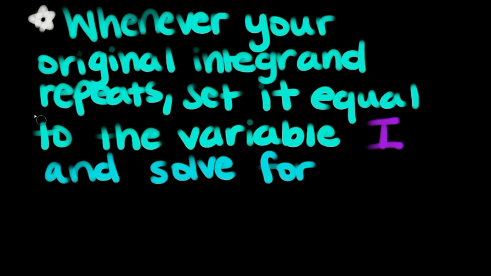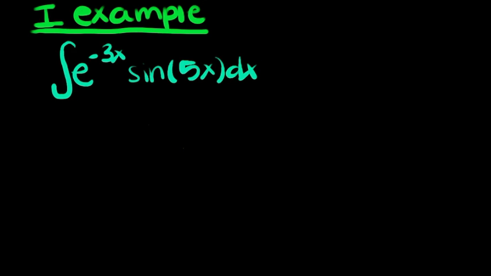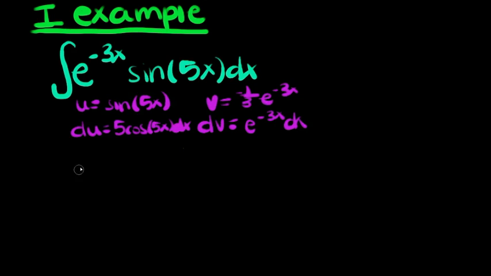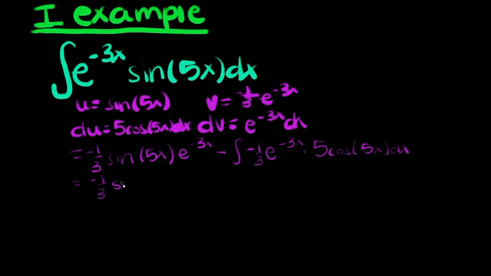Alright, so whenever your original integrand repeats, you must set that integrand equal to the variable I and then solve for the variable I. So here we're going to do an example of a problem where we would have to use the variable I. Our problem is e to the negative 3x times sine 5x dx. Assign your u as sine 5x and your dv as e to the negative 3x.